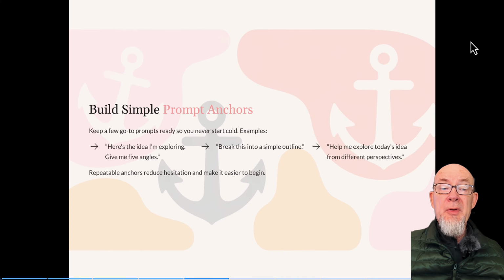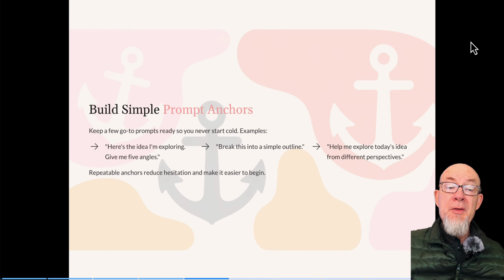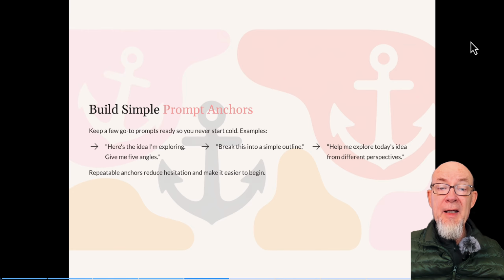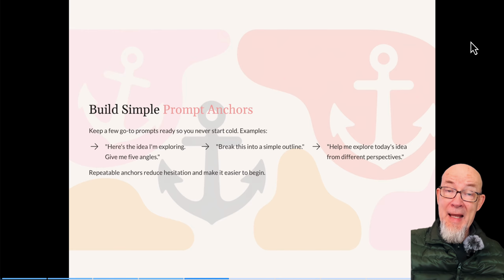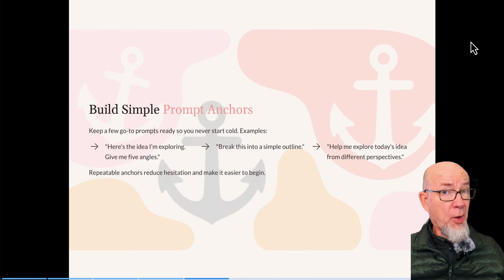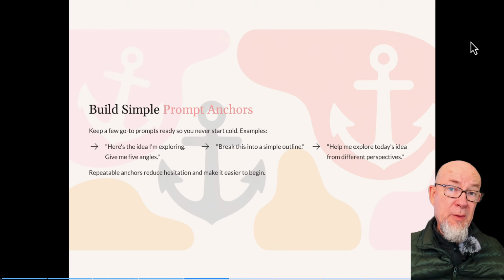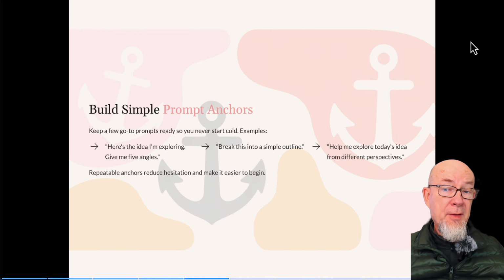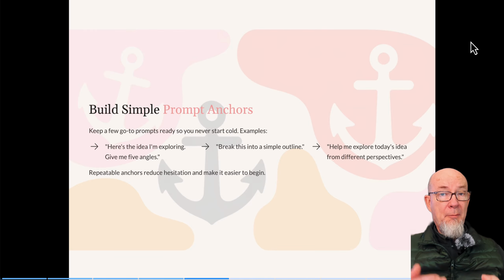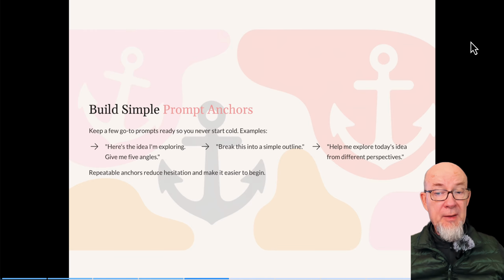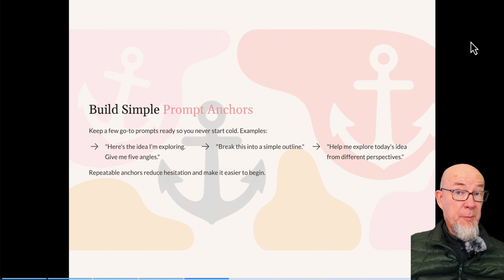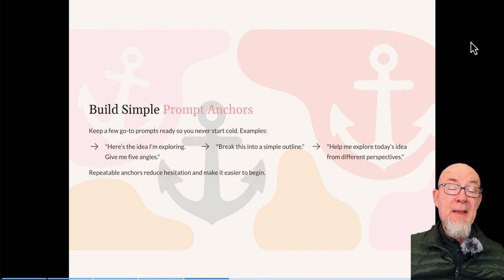Build simple prompt anchors. Keep a few go-to prompts ready so you never have to start cold. So here are just a couple examples. "Here's the idea I'm exploring. Give me 5 angles." And then you give that idea in as much depth or as broadly as you want to. You just need to start somewhere, right? Then after it comes back and gives you an answer, you say, "Break this into a simple outline." It will come back with that outline, and then you'll say something like, "Help me explore today's idea from different perspectives." Those repeatable anchors reduce hesitation and make it easier to begin.